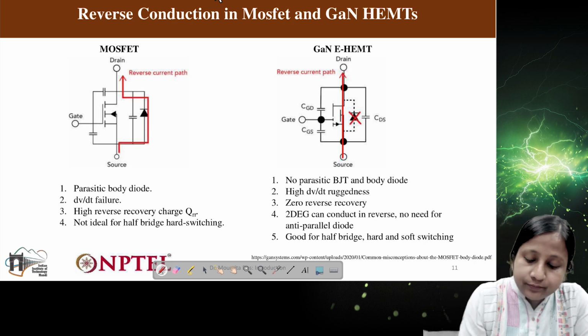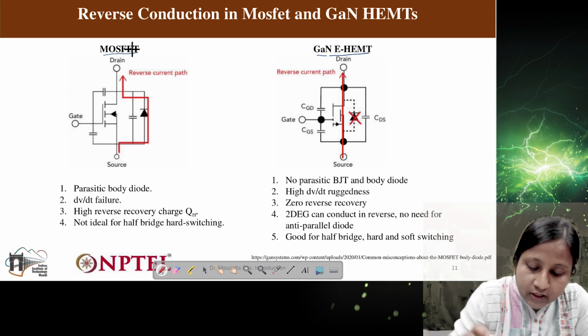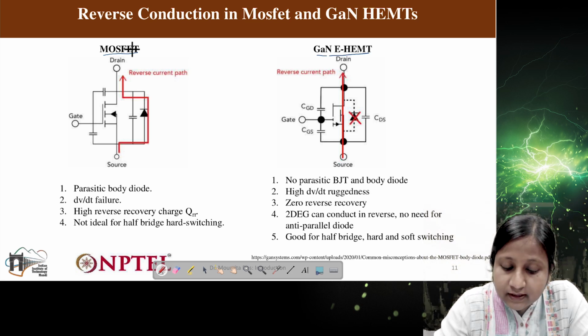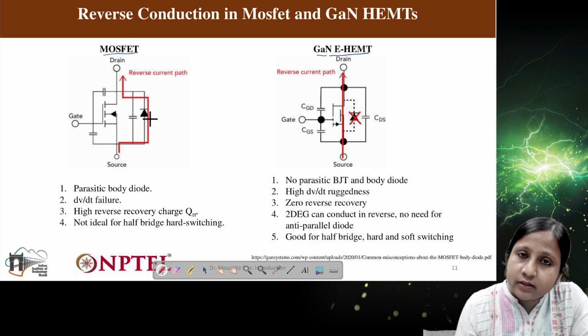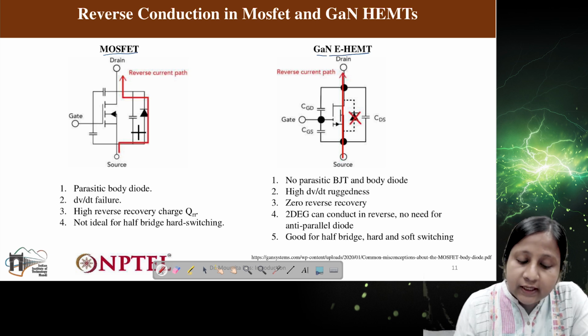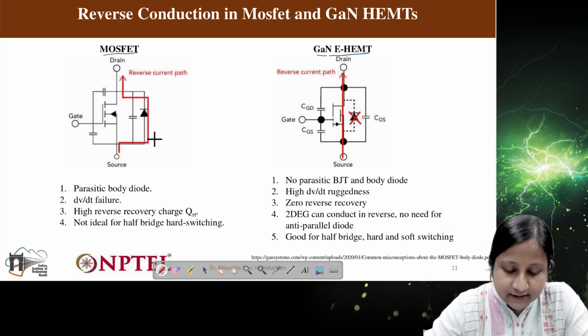This is the comparison of the GaN device with respect to MOSFET. You can see here the GaN device is shown on the right-hand side, and on the left-hand side is the MOSFET. The reverse current flow path for GaN is very interesting because it doesn't have a reverse diode connected to it. In case of MOSFET, there is a reverse diode which generally forms in any device, silicon, silicon carbide, any device, and which will allow current to flow in the reverse direction.